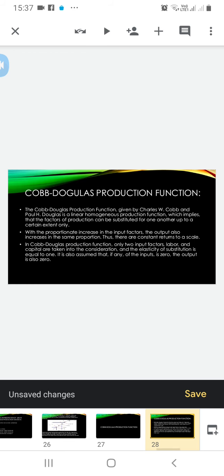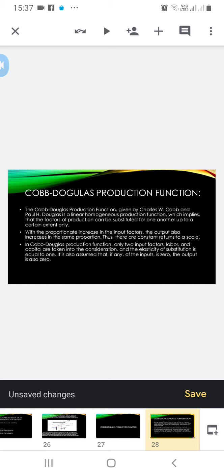Cobb-Douglas production function. Cobb-Douglas production function, named after the two American economists C.W. Cobb and Paul H. Douglas, is the most widely used production function in empirical studies. Originally, the Cobb-Douglas production function was applied to the production process for the American manufacturing industry to compute the contribution of labor and capital to the output.